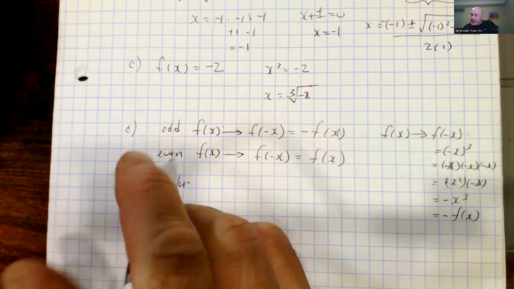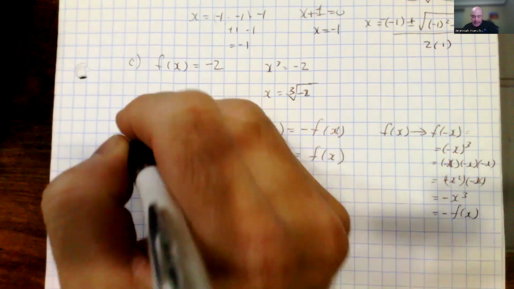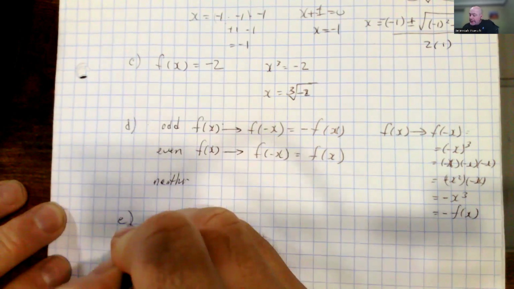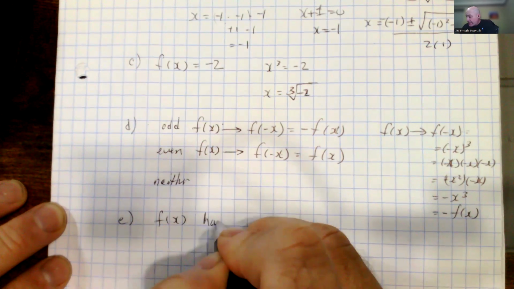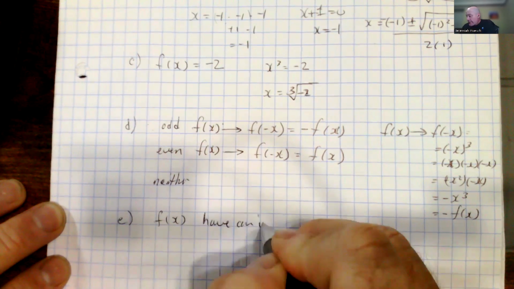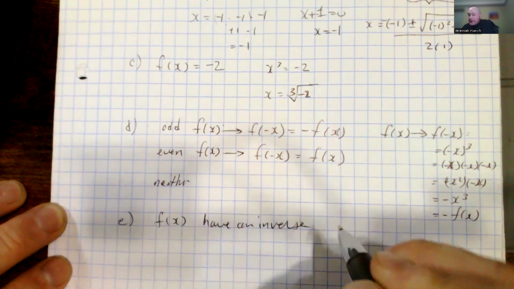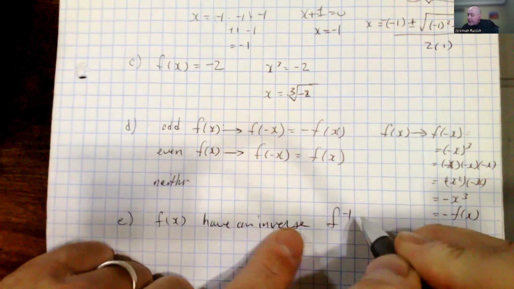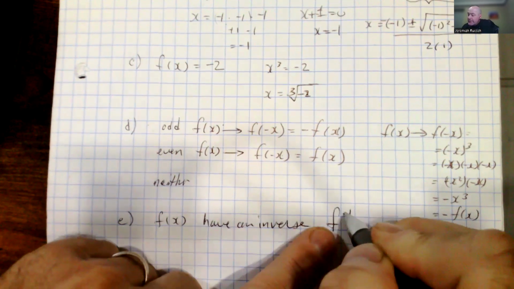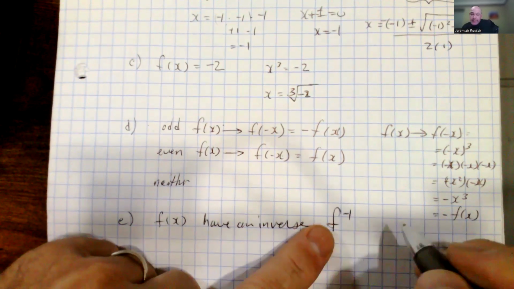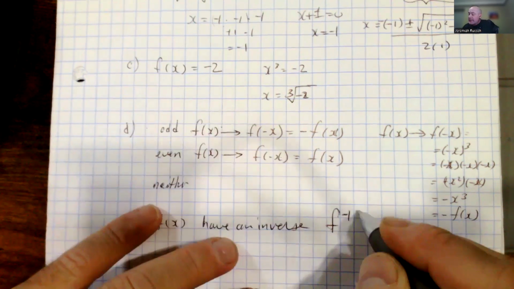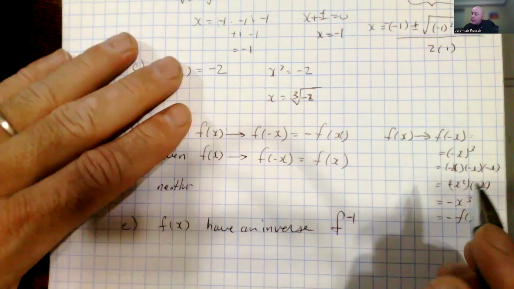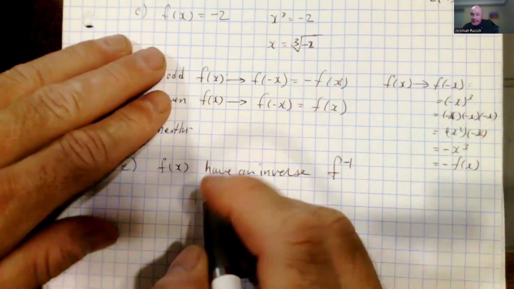Okay, all right. Now let's see. For E, does f of x have an inverse? If it has an inverse, this is the notation for f inverse. This is not 1 over f. It's not a negative exponent in the sense of 1 over something. This is just the inverse notation. And so what does it mean for f inverse to be a function?